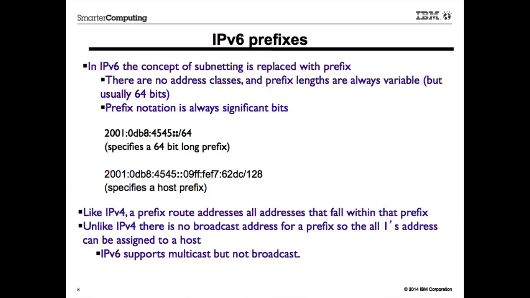So, like IPv4, a prefix route addresses all addresses that fall within the prefix. But unlike IPv4, there's no broadcast address, so all the ones addresses are available to be assigned to a host. This is because there is no broadcast in IPv6, only multicast.